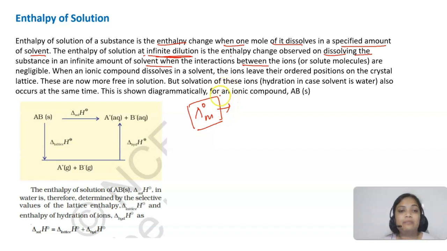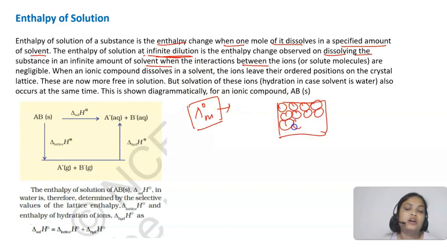Now what happens is when an ionic compound dissolves in solvent, those ions are present in the crystal lattice. If I talk about NaCl, there is this crystal lattice that is present, this ordered arrangement, minus plus, these ions are there. So when they are dissolving in the solvent, those ions are leaving their ordered position on the crystal lattice. Now they are free to move in the solution, and then the solvation of these ions will happen, which means hydration in case of water.